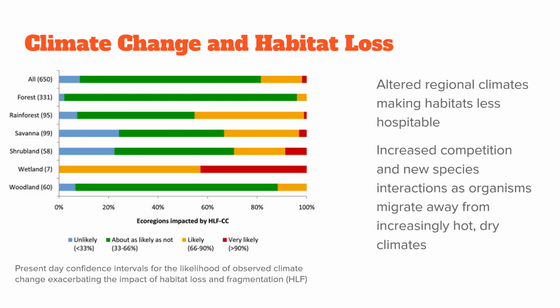Changing temperatures and precipitation patterns make some habitats uninhabitable. As species move, they may encounter competitors or predators they've never faced. Fragmented habitats limit their ability to migrate, further stressing populations. These compounding effects make biodiversity conservation more challenging.